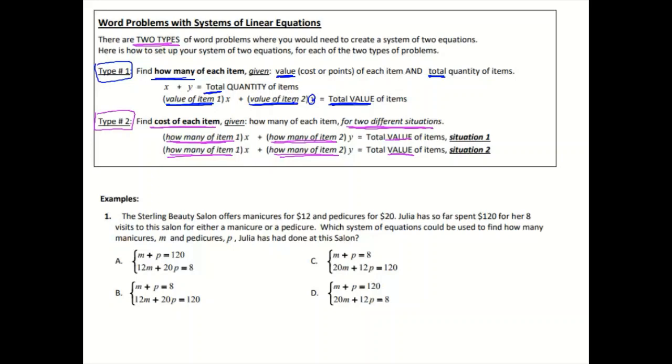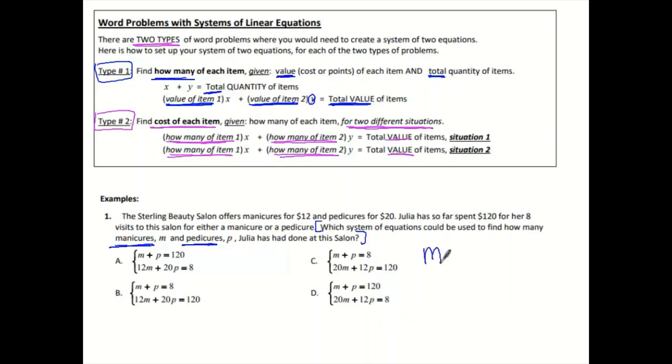So again, your variables will usually be found in the question. So I always want to look at my end question here. Which system of equations could be used to find how many manicures, so that's my M, and pedicures, P. So that's what I'm looking for, how many manicures and how many pedicures. Okay, so I'm going to start setting it up over here, and then we'll see which one matches.